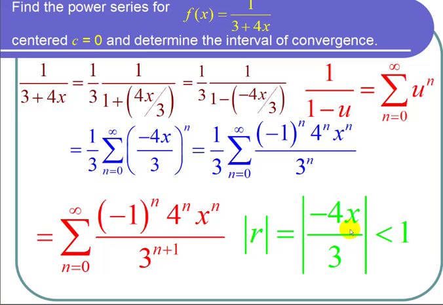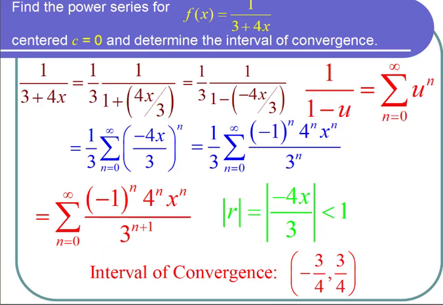So I want to look at what x values will make this fraction less than 1. Well, notice that if x is 3/4 or negative 3/4, I get 1 for this fraction. So that gives us our interval of convergence. The interval of convergence is the interval from negative 3/4 to 3/4, not including the endpoints. And I'm done with the problem.